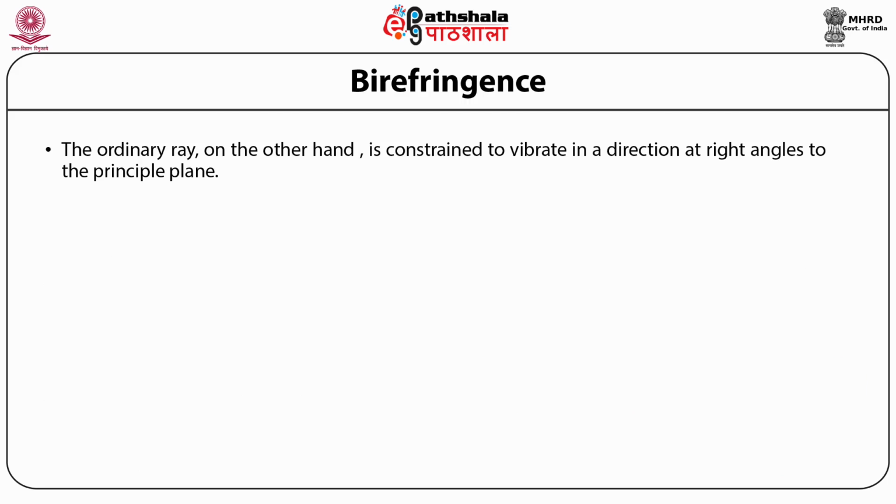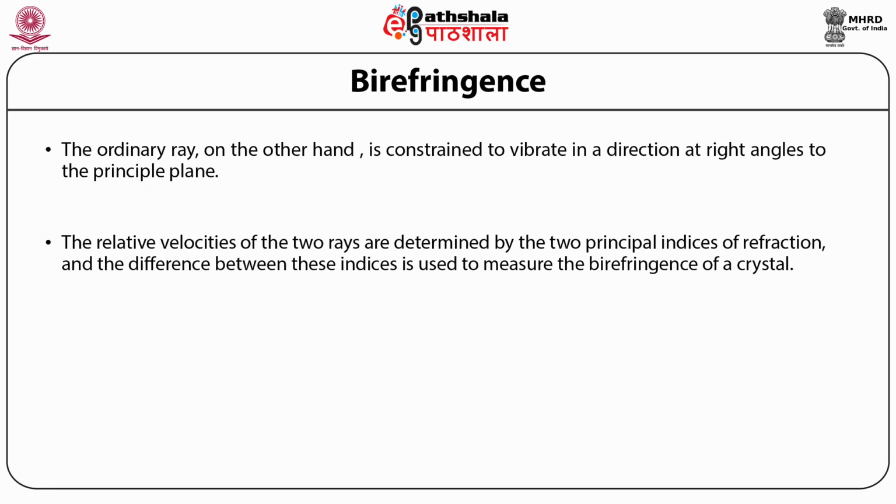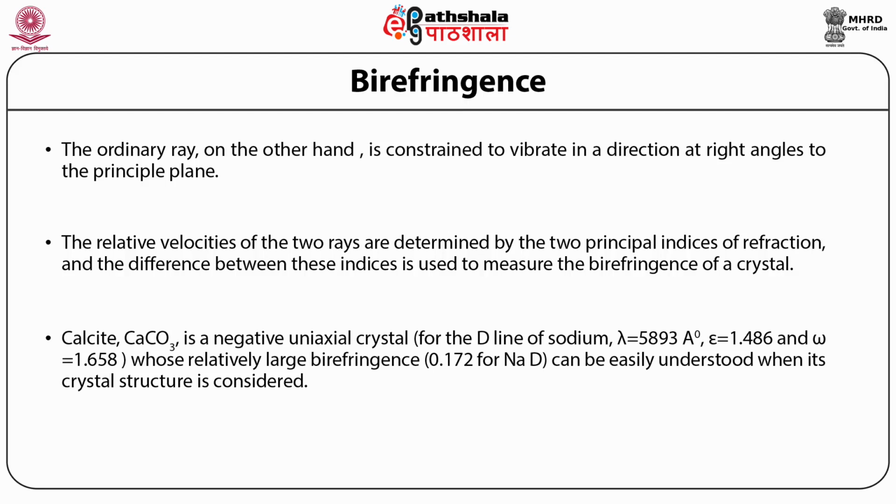The ordinary ray, on the other hand, is constrained to vibrate in a direction at right angles to the principal plane. The relative velocities of the two rays are determined by the two principal indices of refraction, and the difference between these indices is used to measure the birefringence of a crystal. Calcite, CaCO3, is a negative uniaxial crystal. For the D line of sodium, lambda is equal to 5893 angstrom, epsilon is equal to 1.486 and omega is equal to 1.658, whose relatively large birefringence can be easily understood when its crystal structure is considered.